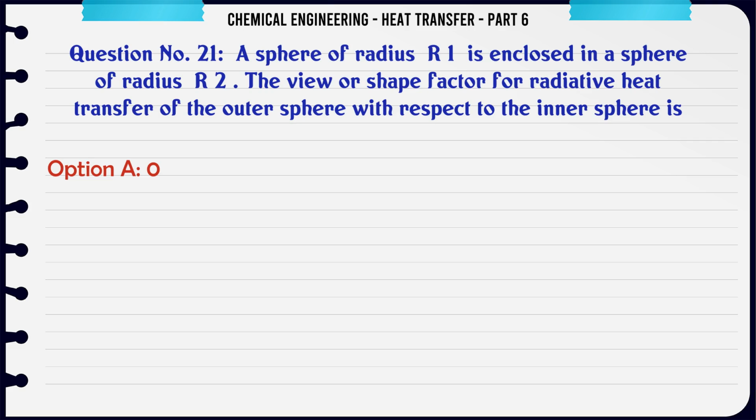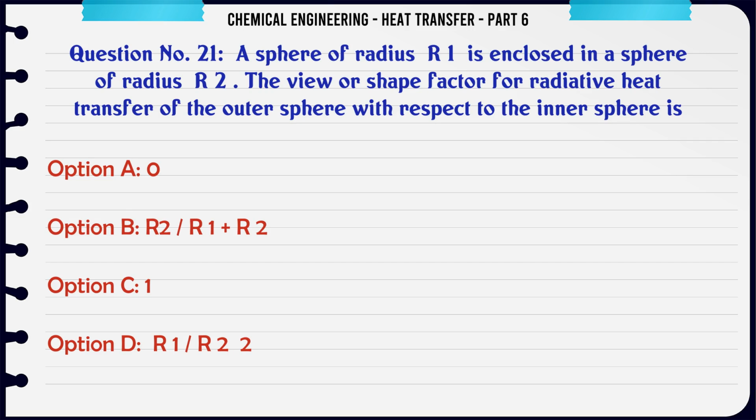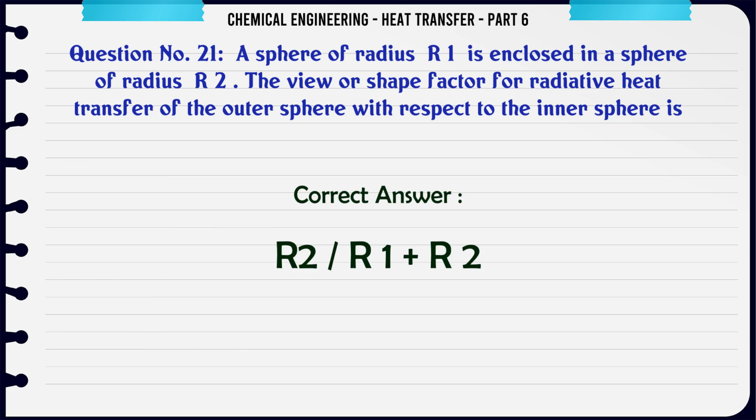A sphere of radius r1 is enclosed in a sphere of radius r2. The view or shape factor for radiative heat transfer of the outer sphere with respect to the inner sphere is A 0, B r2/(r1+r2), C 1, D (r1/r2)^2. The correct answer is r2/(r1+r2).